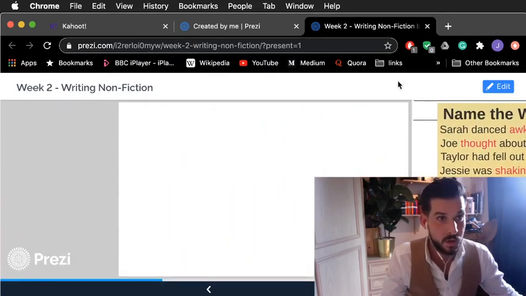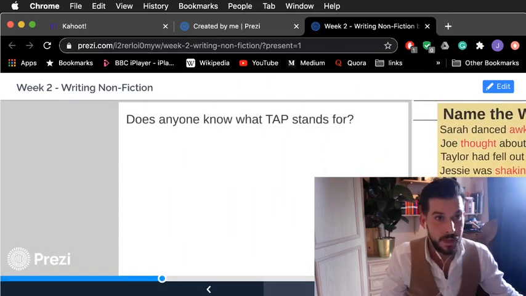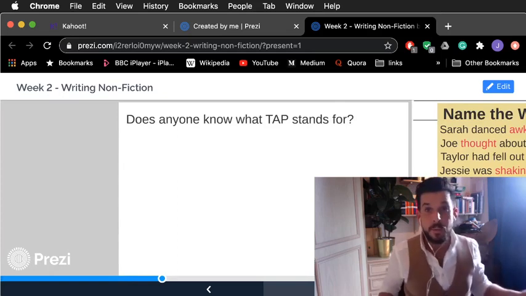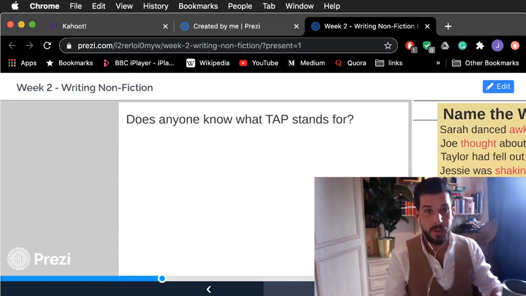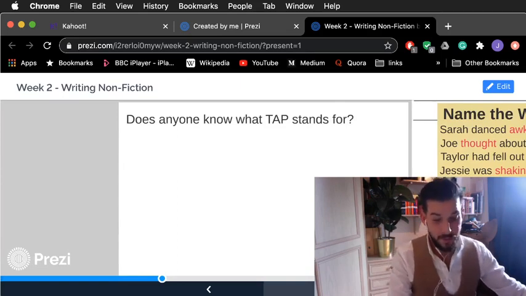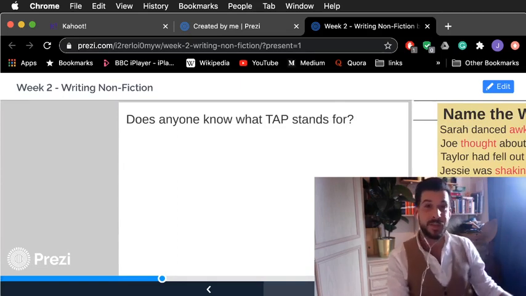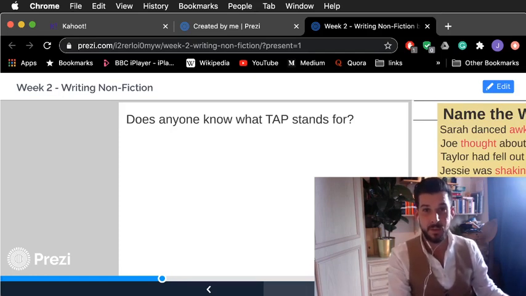So let's take a look at what we're doing here, okay? So you may have come across the concept of TAP before. TAP's really important to make sure that you're doing the right thing for your transactional task, really. And if you get that writing task mixed up, I don't know, you write a speech instead of a letter, it can be a little bit of an issue when it comes to your grades, okay? So the first thing we have to do is we need to TAP that text, okay?